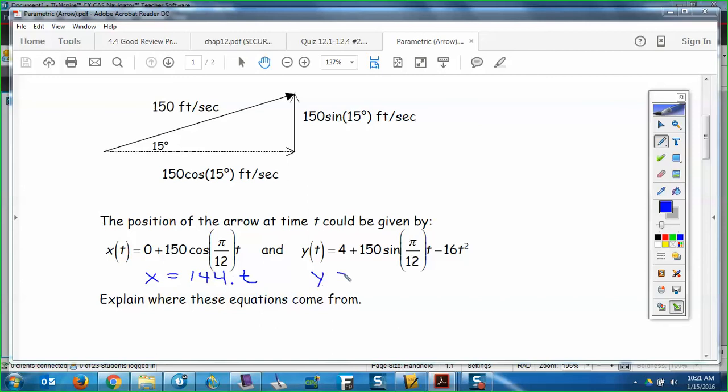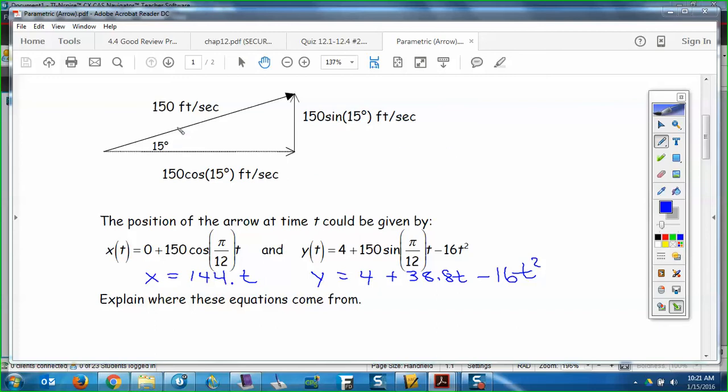And then the y equation was simply 4 plus 38.8 t minus 16t squared. I mean, that's all those equations were. 150 sine pi over 12 and 150 cosine pi over 12 are just numbers. Those are just numbers, okay?